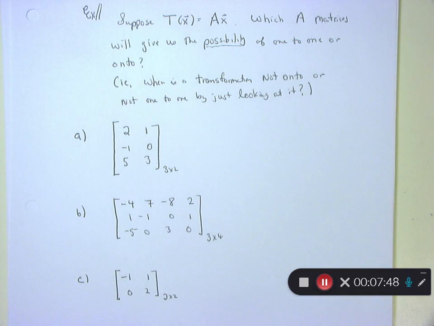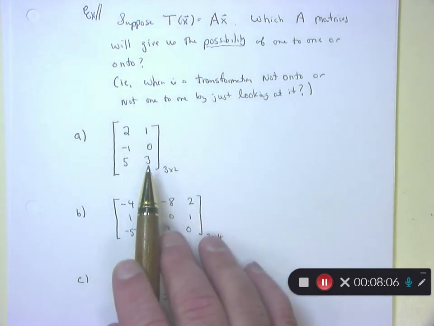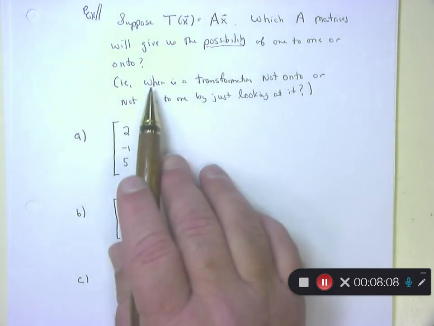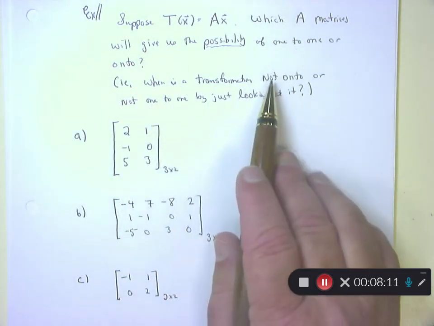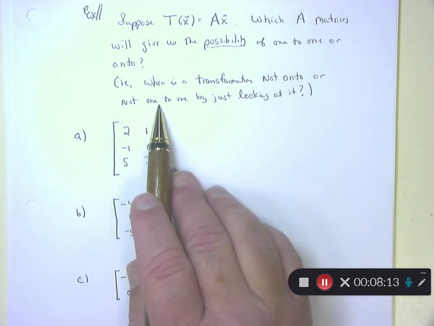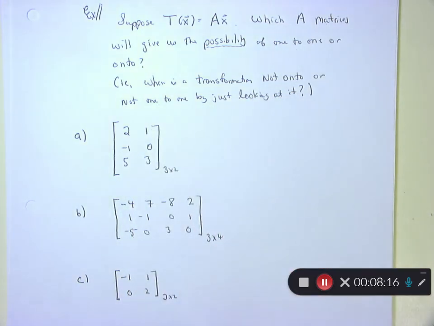I want to look at the size of the matrix even before I start and say, that one is definitely not going to be onto, or this one is definitely not going to be one-to-one, or this one has a chance of being one-to-one. It's giving me ideas here. Now, take a look at this particular matrix A. When is the transformation not one-to-one or not onto just by looking at it? That's what I'm after. I want to look at the size of it, and I can tell you something about what's going on.